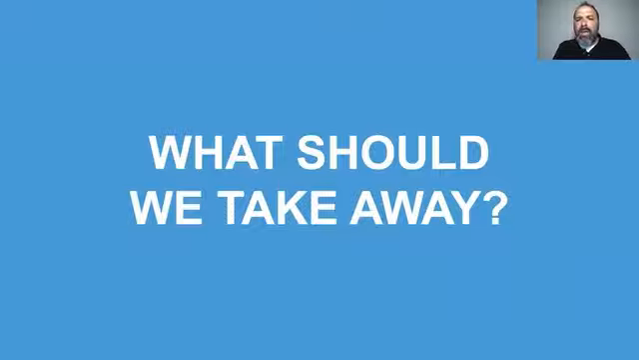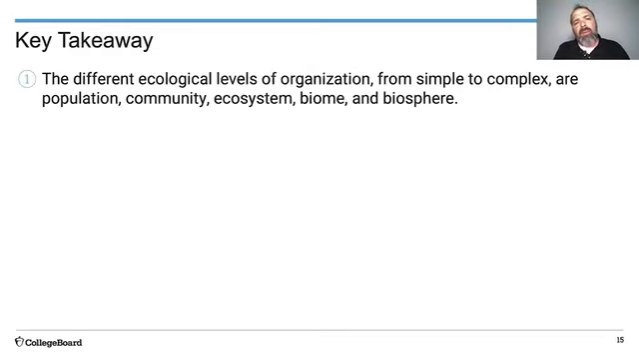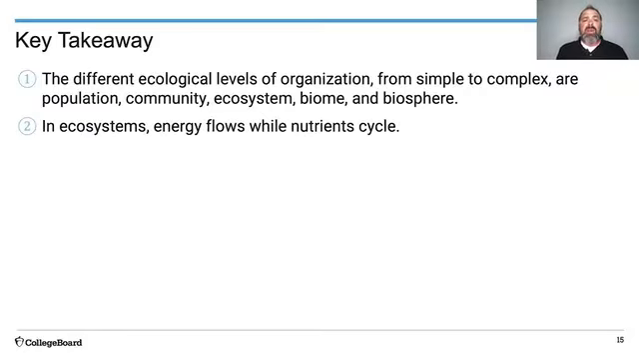So what should we take away? The key takeaway, one, the different ecological levels of organization from simple to complex are population, community, which is all the different populations, ecosystem, think about that abiotic factors, biome, and the biosphere. Two, in ecosystems, energy flows while nutrients cycle. So again, energy flows, right? So you're losing energy because you're losing that heat at these different levels. While these nutrients cycle, right, they stay within the system.